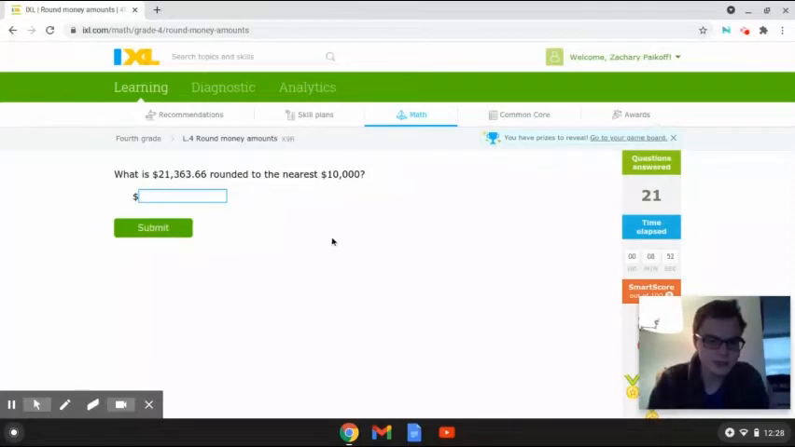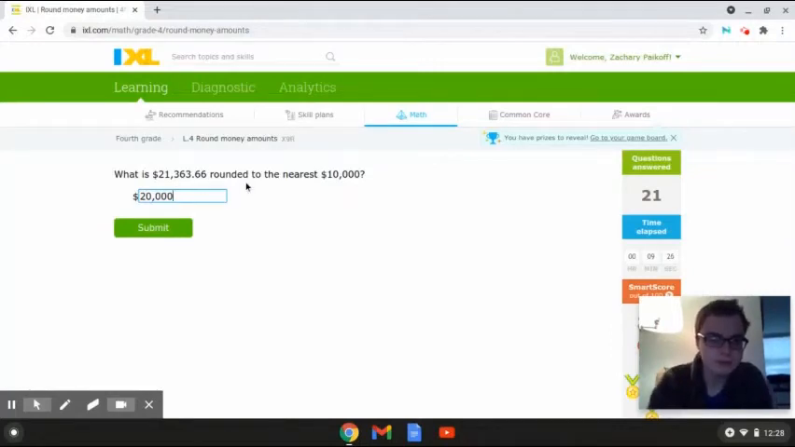Alright, so this next problem reads, what is $21,363.66 rounded to the nearest $10,000? Okay, so in this problem we are given $21,363.66, and if we look, the number 2 is the key digit that we're going to be looking at, so that's the number that we're going to be rounding to. And if we look to the right of the number 2, which is the key digit, we have the number 1, and the number 1 is less than 5, so that tells me that this number is going to round down, and it will become $20,000.